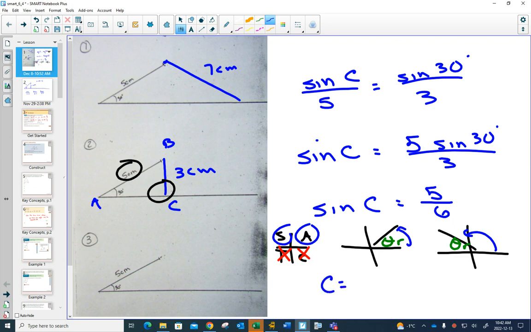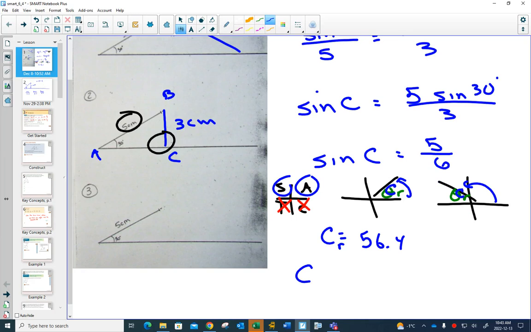And if I do sine inverse of 5/6, so my reference angle for C, sine inverse of 5/6 is 56.4. That means that angle C is either 56.4 or, to find this one in quadrant 2, I'd have to do 180 minus 56.4, which is 123.6.